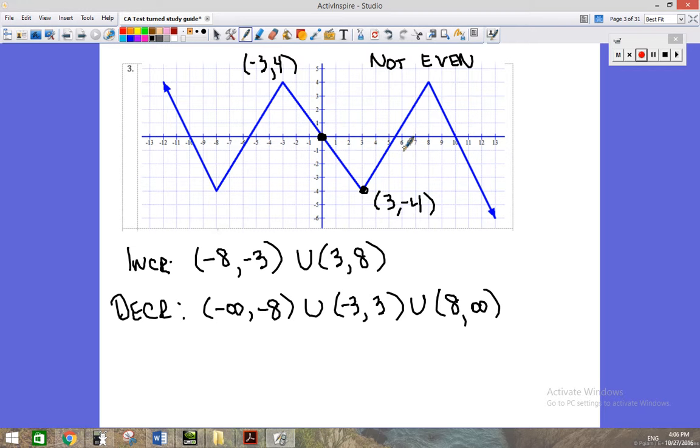I'm just picking points that are easy to read the coordinates off of. (10, 0). The opposite of 10 is -10. The opposite of 0 is 0. So this guy is definitely an odd function. It has symmetry with respect to the origin. When we rotated it 180 degrees, we got the same graph.